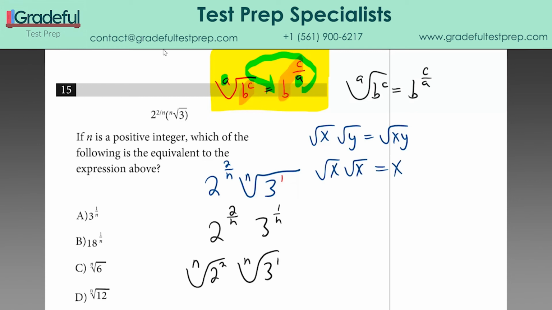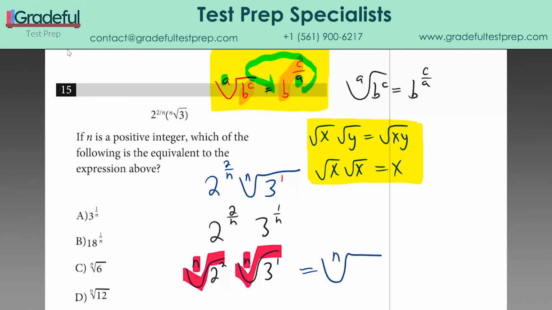But it definitely helps to have these two rules right there at the forefront of your mind when you're doing these kinds of questions. So the idea is, because we have the same radicals, we have the nth root both times, we can multiply what's underneath. So this would be the nth root of 2 squared, which is 4, times 3. So the nth root of 4 times 3 is 12, and the answer for 15 is D.